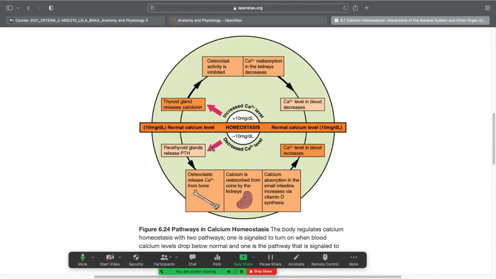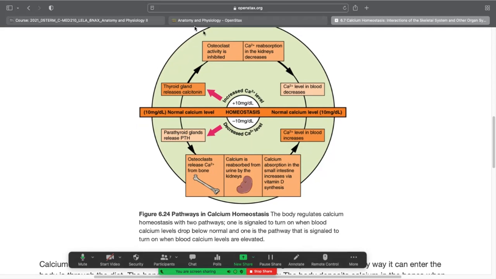But this is a situation where I have decreased calcium level, less than 10 milligrams per deciliter. Then parathyroid kicks in. Osteoclasts release calcium from bone. That's called bone resorption, right? Calcium is then reabsorbed from the urine into the kidneys. Remember that function in the kidneys? And then calcium absorption in the small intestine, vitamin D synthesis, increase the calcium blood levels, and bring everyone back to where? 10 milligrams per deciliter, which is homeostasis.